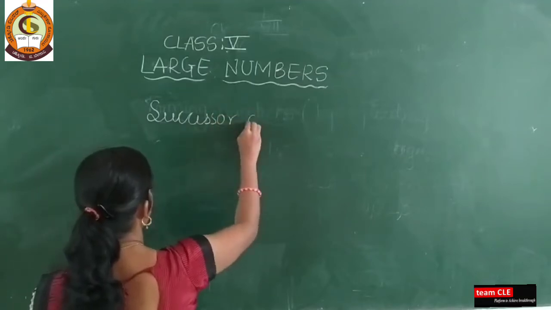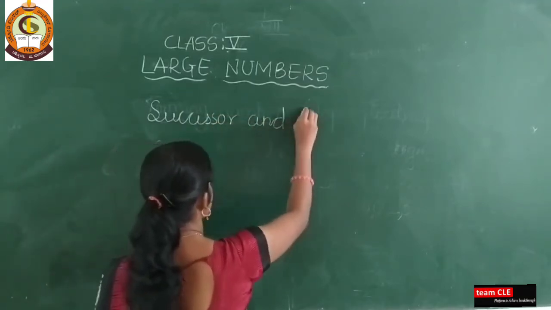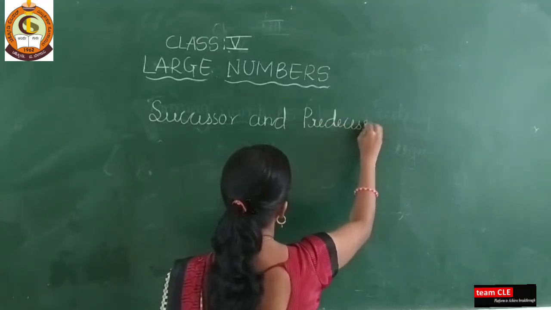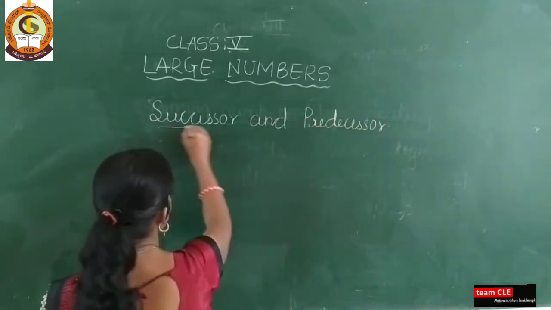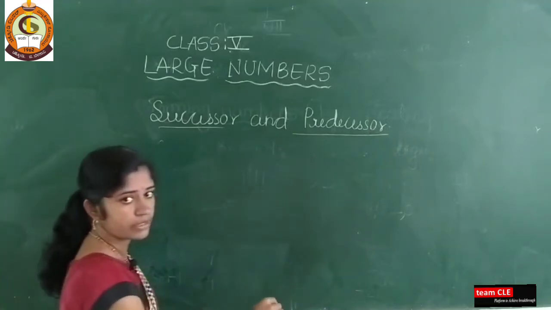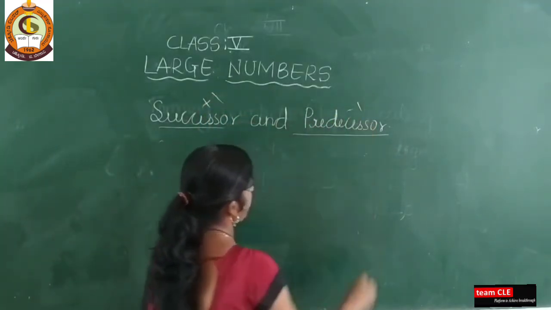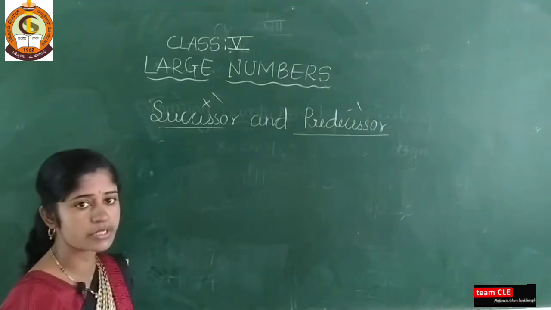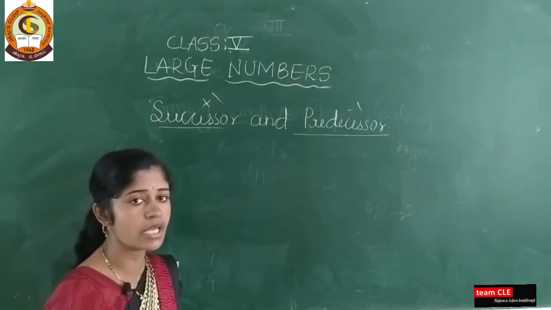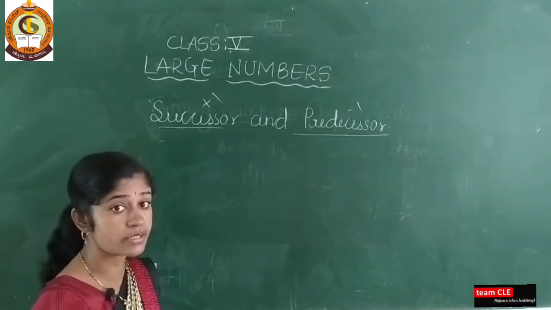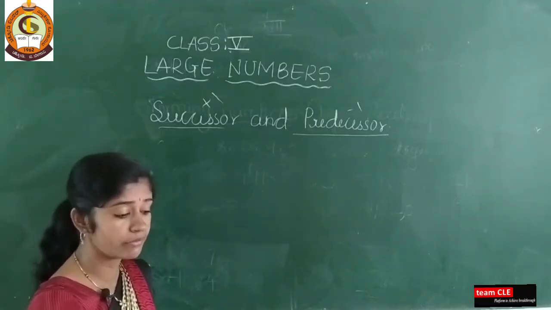Successor and predecessor of the number. Here successor means +1, predecessor means -1. Successor means the number that comes just after the given number. Predecessor means the number that comes just before the given number.